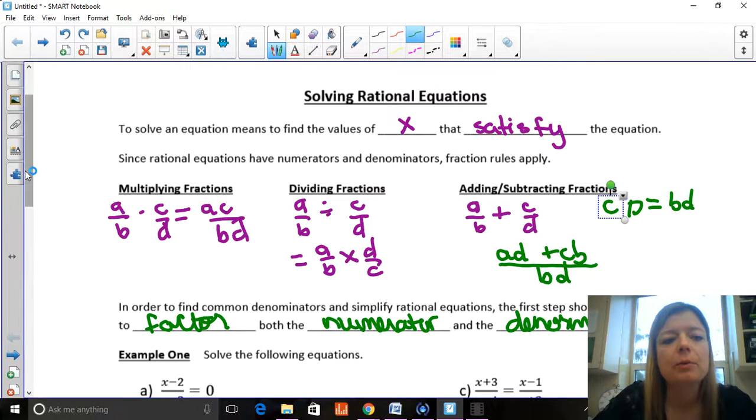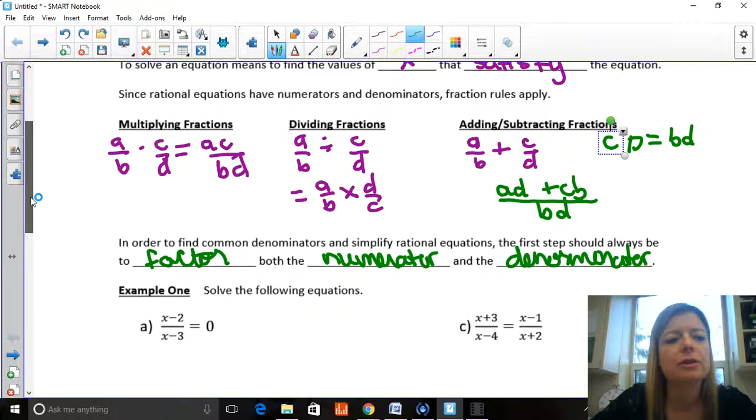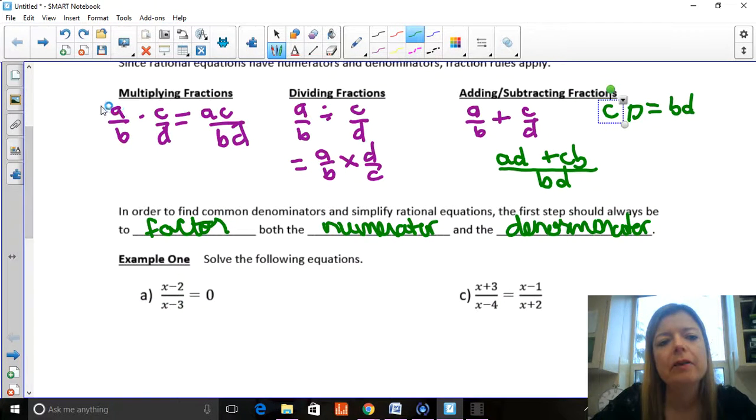And because we're dealing with basically fraction functions, we have a numerator and a denominator, we have to remind ourselves of these rules. If you're multiplying fractions, then you just multiply the numerators and multiply the denominators. If you're dividing fractions, then the rule is you flip and multiply. So it becomes a over b times d over c.